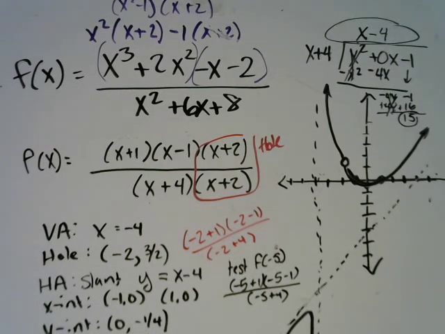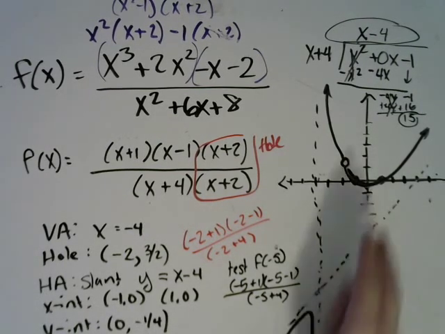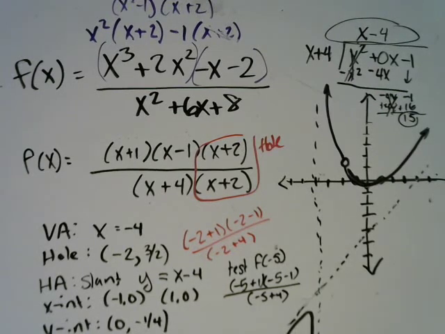And that is the picture of a rational function with a slanted asymptote. This concludes the video notes for Objective 3D, Graphing Rational Functions.